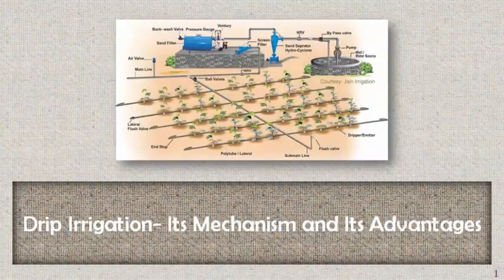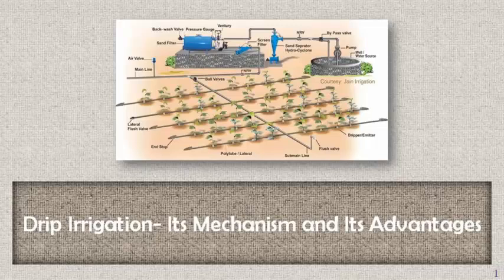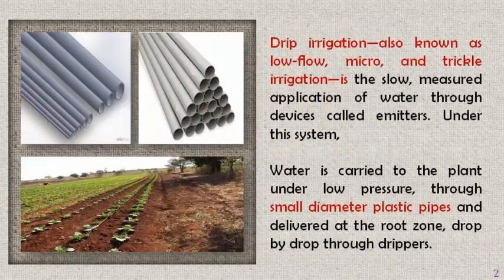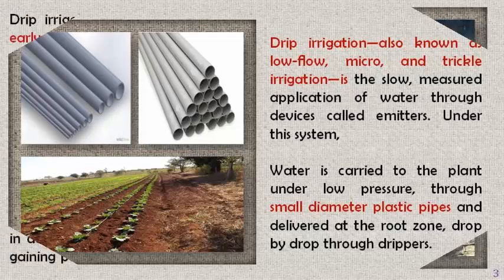Drip irrigation, its mechanism and its advantages. Drip irrigation, also known as low flow, micro and trickle irrigation, is the slow, measured application of water through devices called emitters. Under this system, water is carried to the plant under low pressure through small diameter plastic pipes and delivered at the root zone drop by drop through drippers.